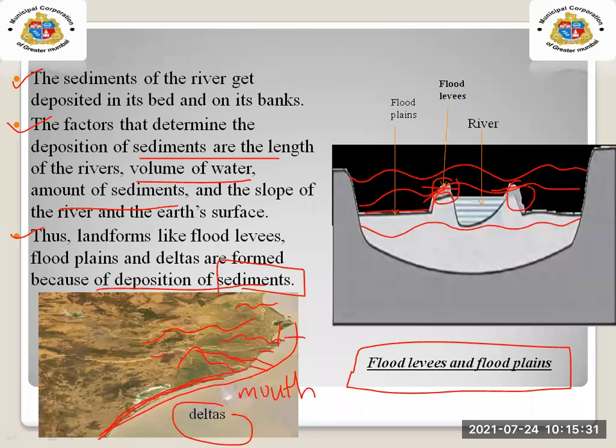This was about the delta, students. Delta means what? The new land is formed due to the depositional work of a river at its mouth. This is known as the delta.